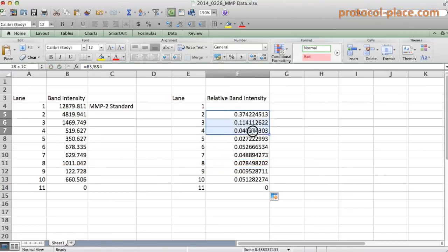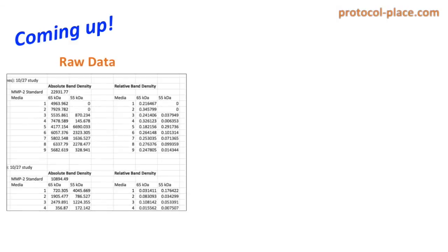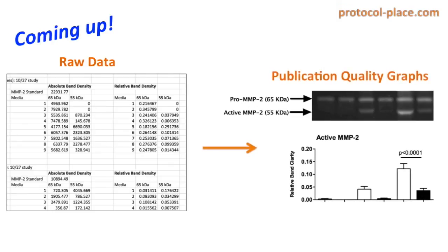So now we've finally accomplished what we wanted to, which is we've identified what MMPs might be in each of these bands, and then we've quantified the activity in each of them, and we've normalized the activity to a control, a standard, which we've added to each of these zymograms, in order to account for gel-to-gel variations. So with that, I hope you stay tuned, because in the next video, we are going to show you how you can take that data which you've just quantified and turn that into publication quality graphs.